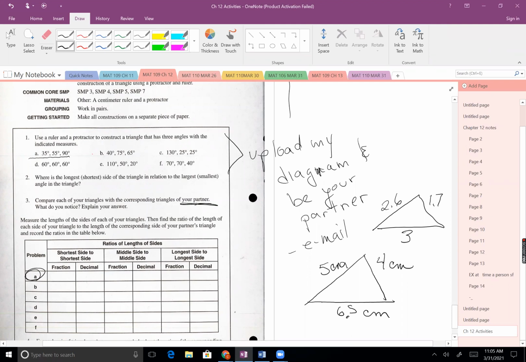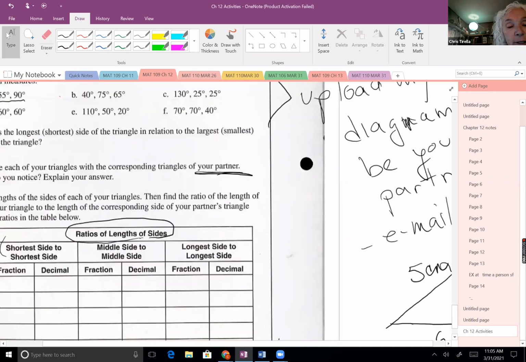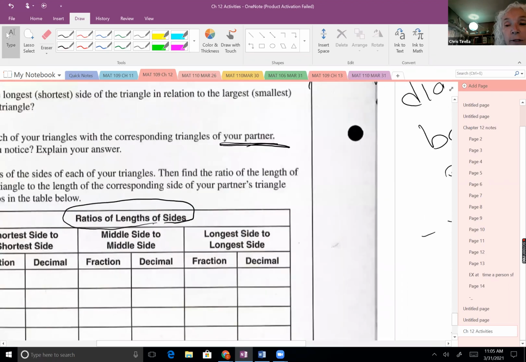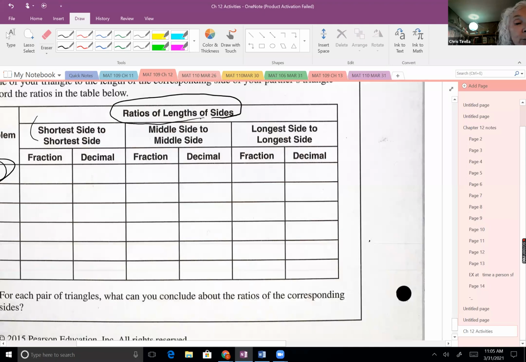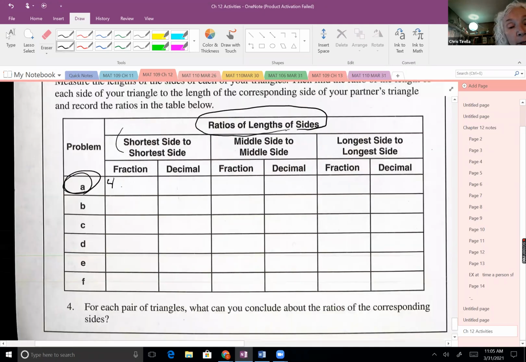Now, to find the ratio of the lengths of sides, we're supposed to compare the sides first as a fraction, and then afterwards take that fraction and write it as a decimal. As a fraction, the shortest sides were 4 centimeters and 1.7 centimeters. It doesn't matter which way you put the fraction as long as you're consistent. So I'm going to put their triangle above mine. The fraction is 4 over 1.7, and I'm all right if you use a calculator to change that into a decimal. My decimal there would be 2.35.